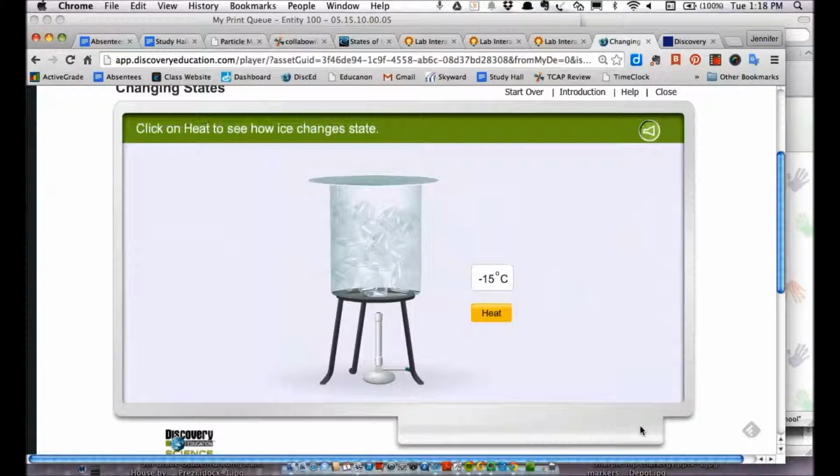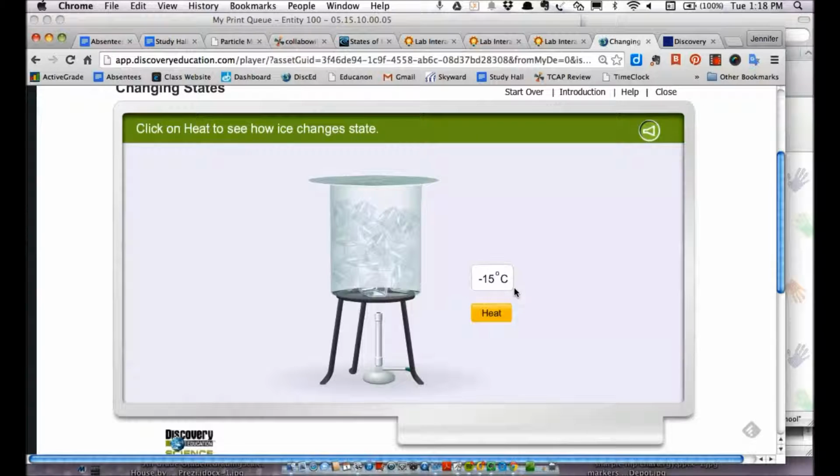Now, here's the next thing I want to look at. Here we have a beaker, and it's got ice in. I know it's hard to see with our projector. And underneath we've got a Bunsen burner, which basically just puts a little gas flame underneath it. Right now it's at negative 15 degrees Celsius.